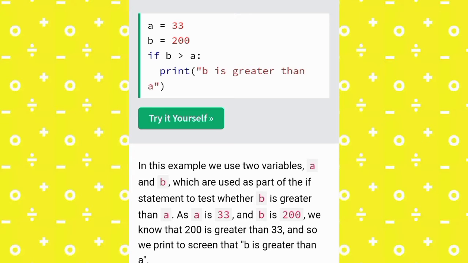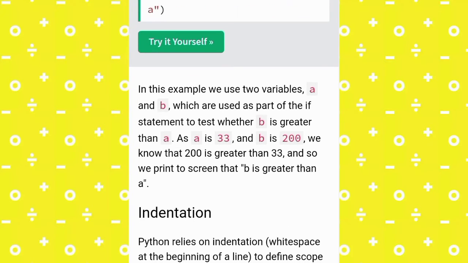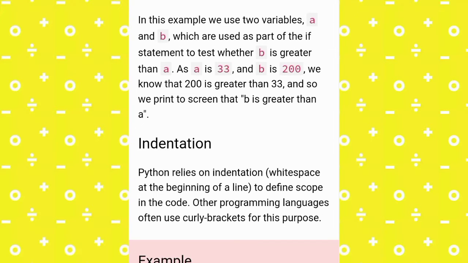In this example, we use two variables, a and b, which are used as part of the if statement to test whether b is greater than a. As a is 33 and b is 200, we know that 200 is greater than 33, and so we print to the screen that b is greater than a.